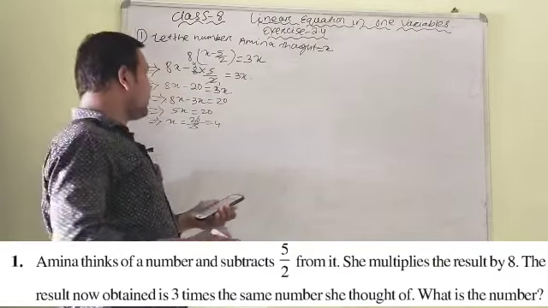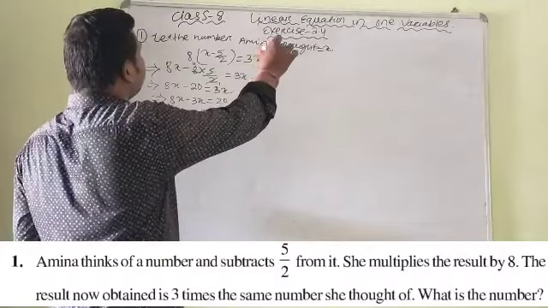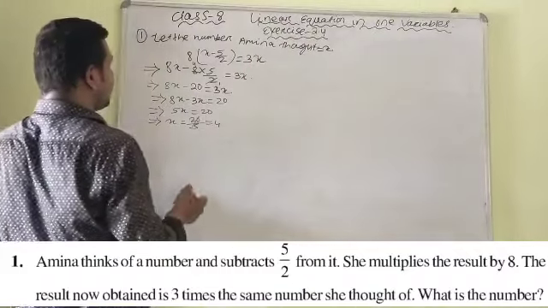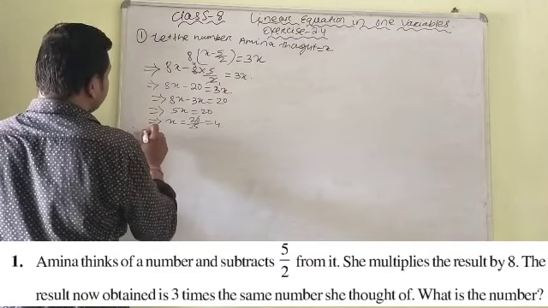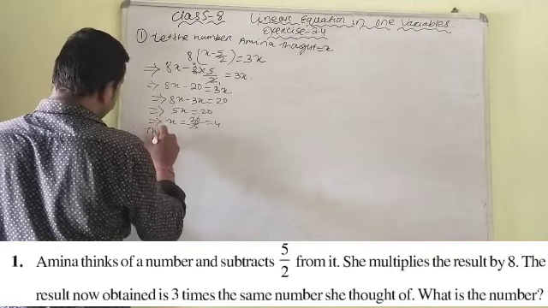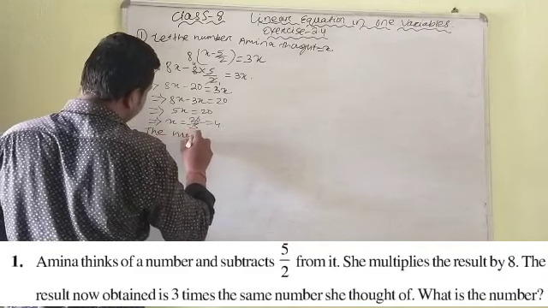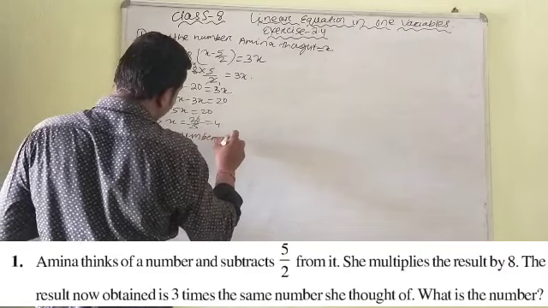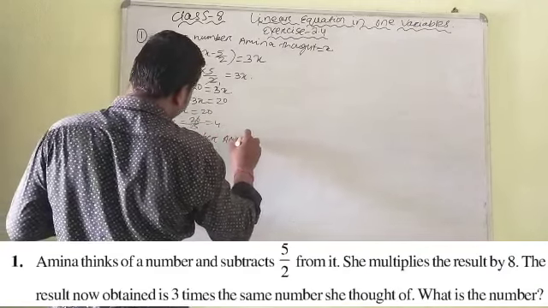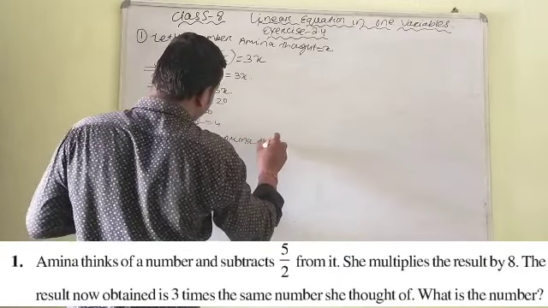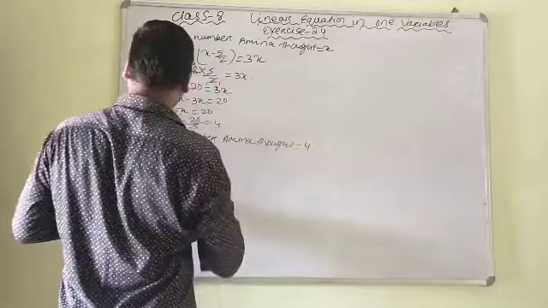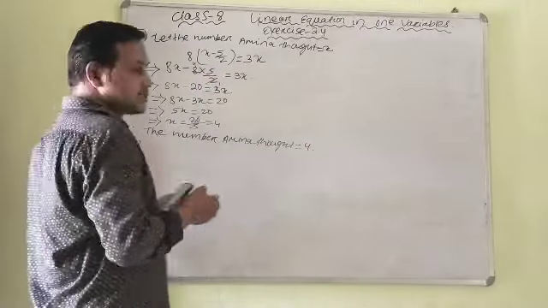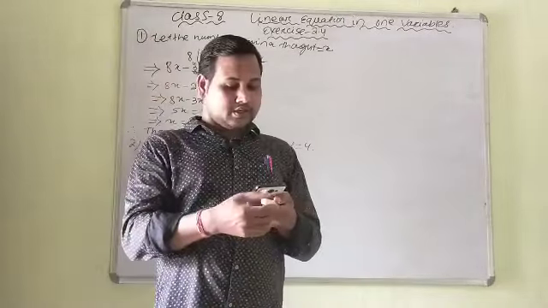So what is the number? We have taken the number as x. So we will write the conclusion. Therefore, the number Amina thought is equal to 4. Okay. Now we will discuss question number 2.